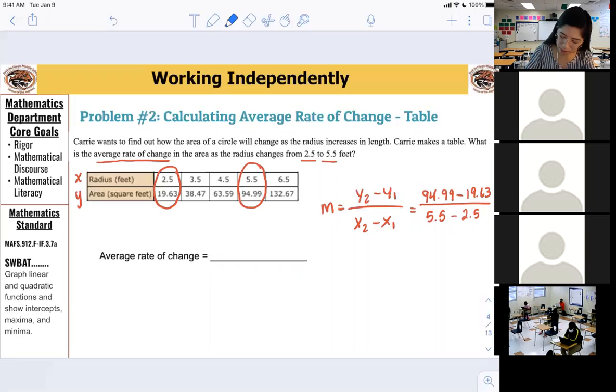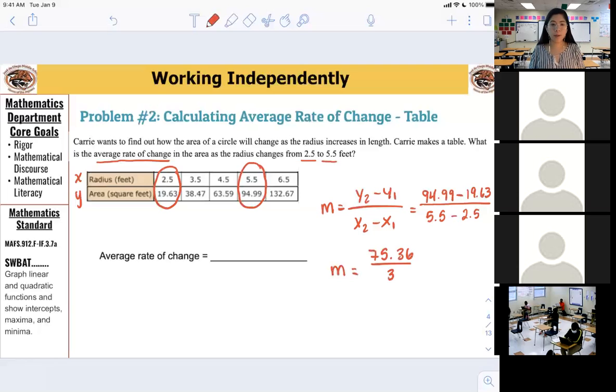So I kind of started this, but I haven't finished it. So let's finish it together. I used those values from the table. I plugged in my y2, y1, x2, x1. What do I get in the numerator? 94.99 minus 19.63. 75.36 over 3. Good.